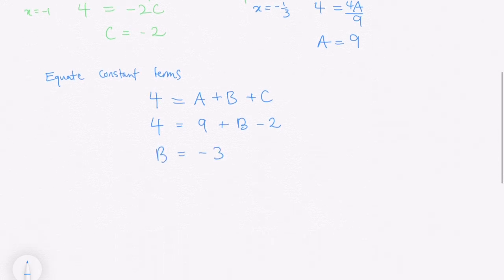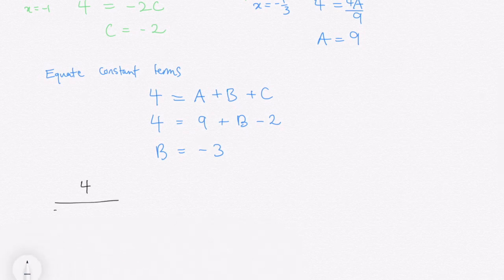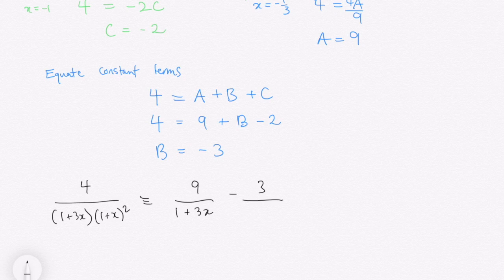So we can conclude that 4 over (1 plus 3x)(1 plus x) all squared is identical to, A is 9, so 9 over (1 plus 3x). B is negative 3, so minus 3 over (1 plus x). And C is negative 2, so minus 2 over (1 plus x) all squared. And we've expressed this in partial fractions.